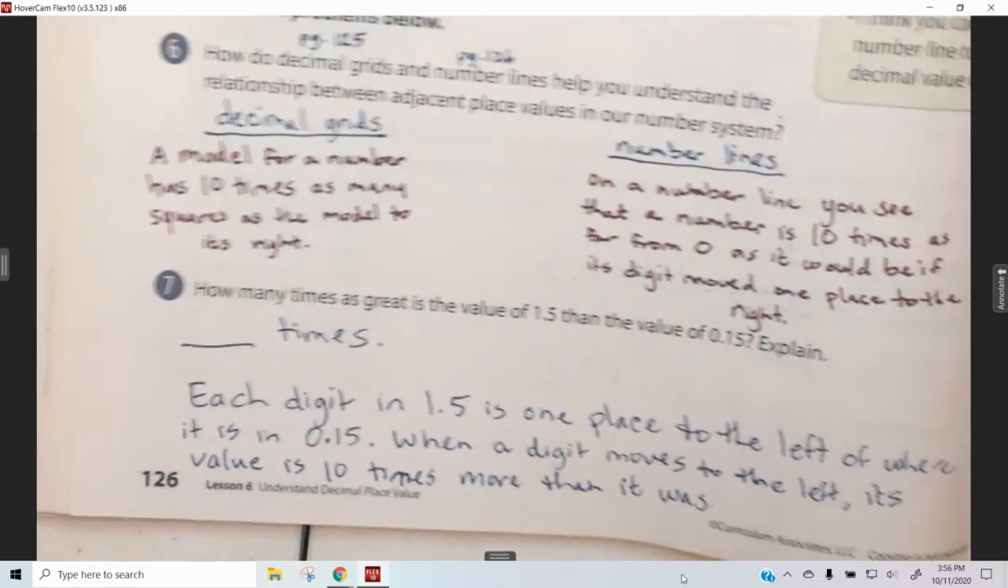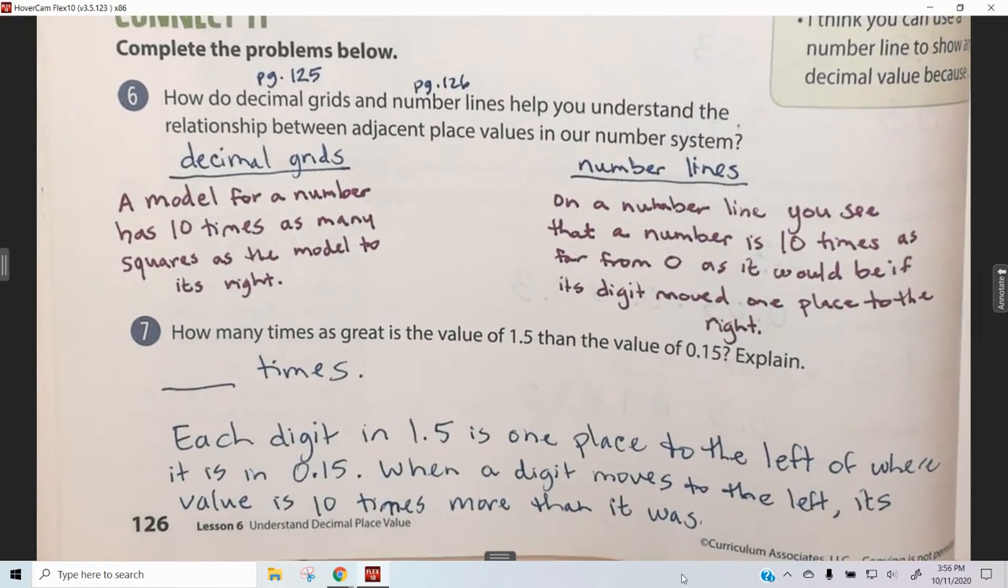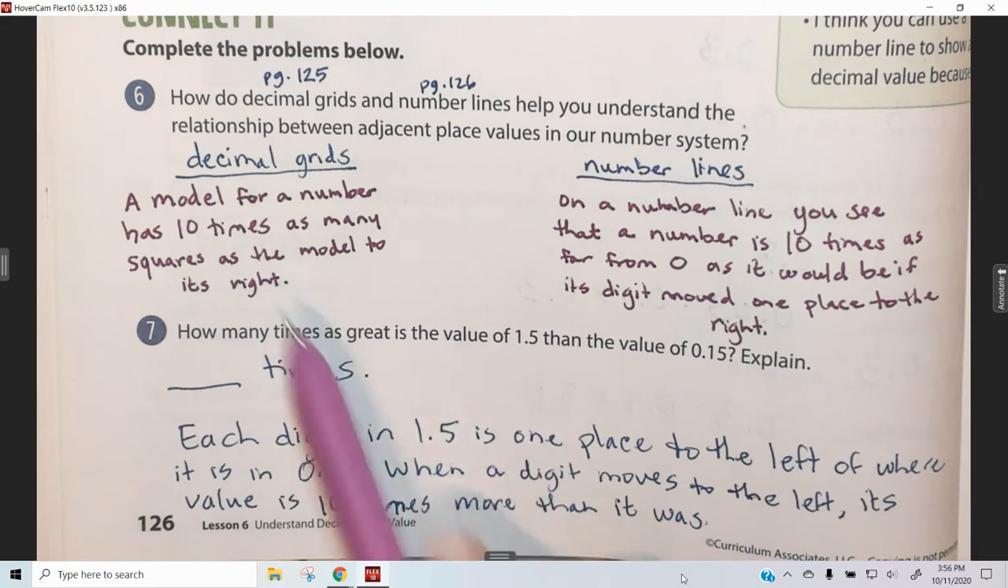So let me put it back here. Now is the time for you to go ahead and pause it so that you can write all of that down for number 6.